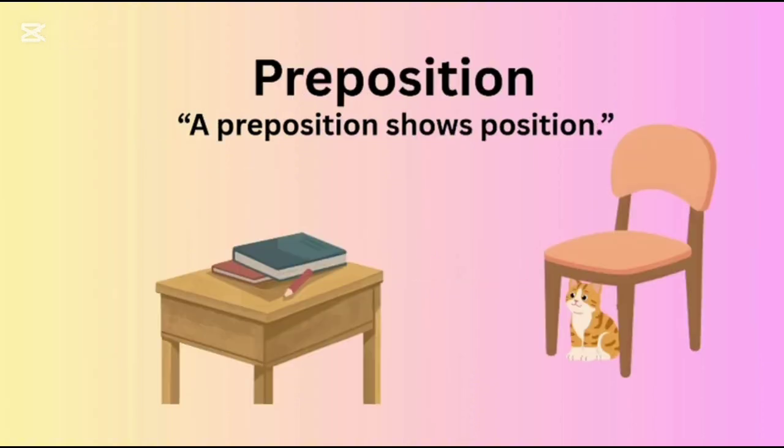Preposition. A preposition shows position or place. Examples: in, on, under, above, between, etc. Book on table, cat under the chair.